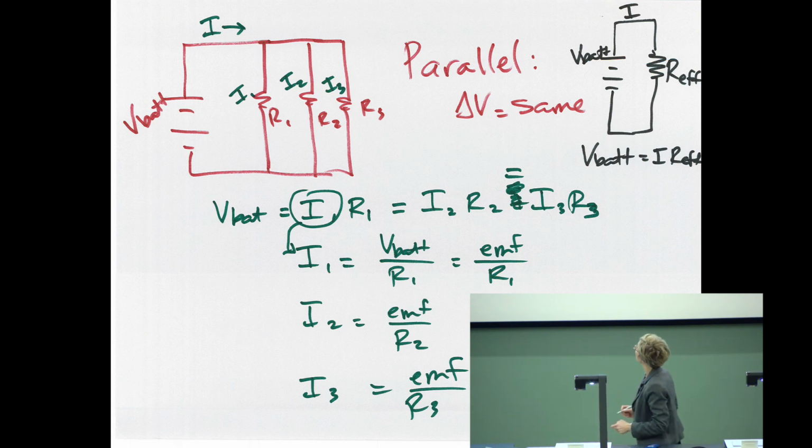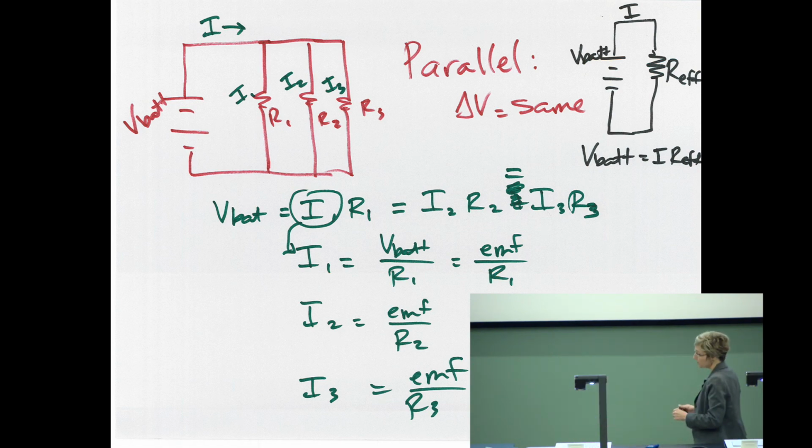Sorry, it's an equal sign. Sorry about that. Okay. So then I know that for any particular one of these currents, I can just solve for it. So let me just solve for this guy. And I'll get voltage of the battery divided by R1. Or if I want to use the EMF language, it's EMF over R1. And of course, that would have worked for any of these guys, right? I could solve for I2, and it would also be EMF over R2. And I could solve for I3, and it would also be EMF over R3.